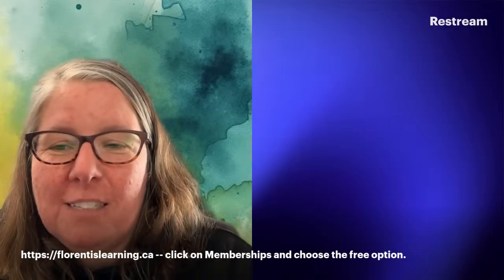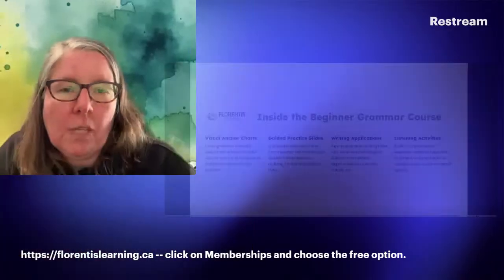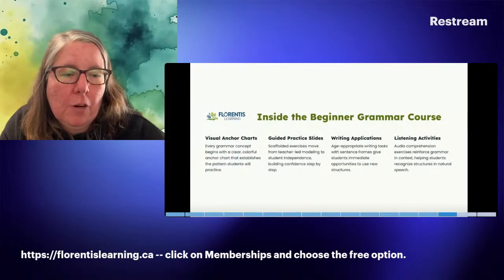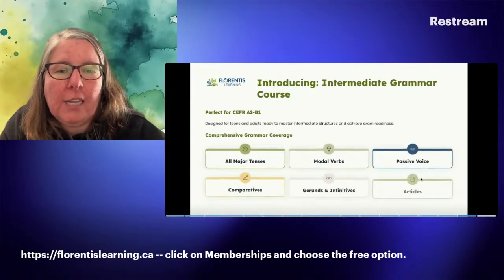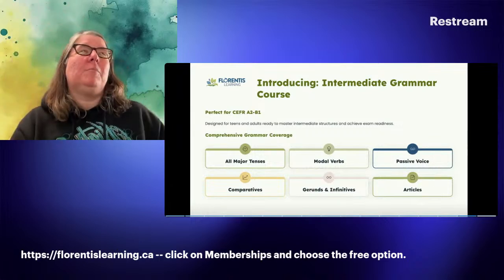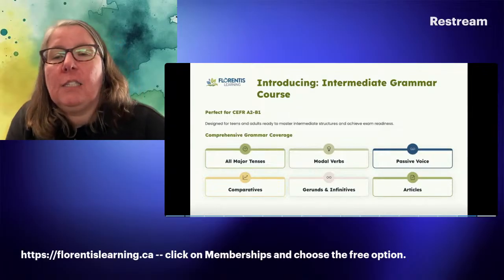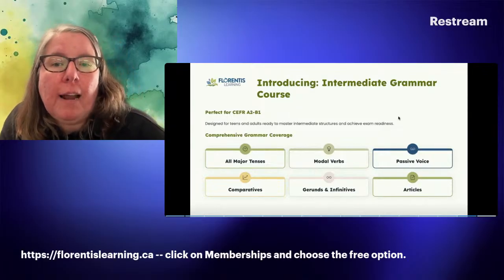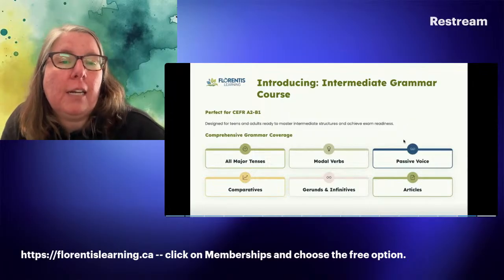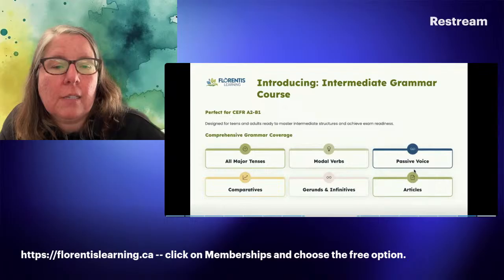I'm just going to bring my slides back for a second. And we're going to next take a look at the intermediate grammar course. So this is really A2, probably B1, B2. And this is for teens and adults ready to master intermediate structures and achieve exam readiness. So we cover all of the major tenses, modal verbs, passive voice, comparatives, gerunds and infinitives, and articles.